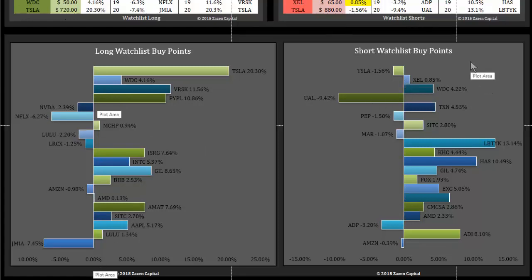It's exactly the same on the short watch list. It'll draw your eye quickly to stocks that are approaching your ideal entry. Amazon, less than 1% away. AMD, practically on the buy point as we speak.